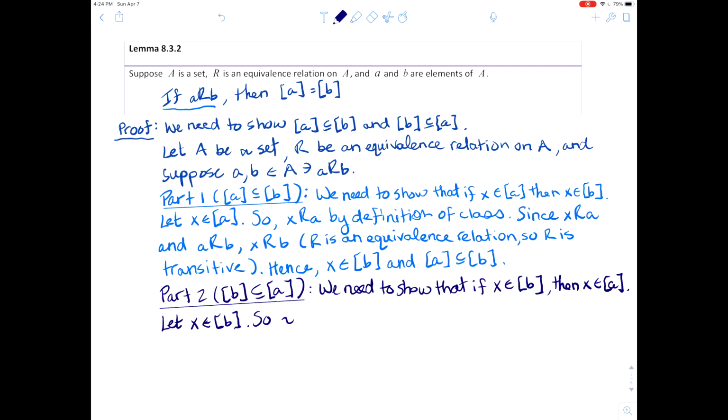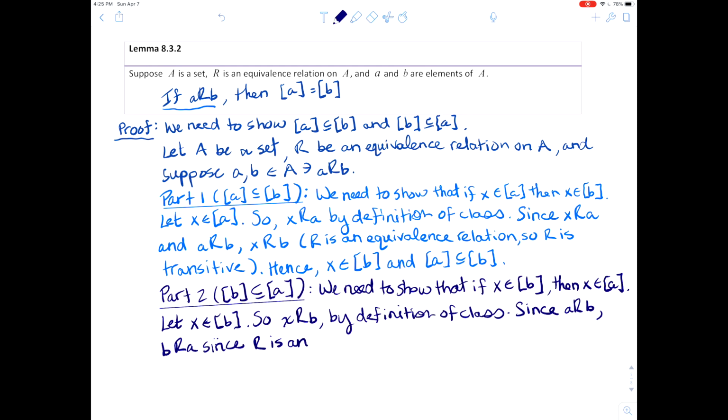So xRb, and that's again by definition of class, since aRb, under our premise, remember, of our theorem, what can we do with that? bRa, and that's because R is an equivalence relation. So R is symmetric.